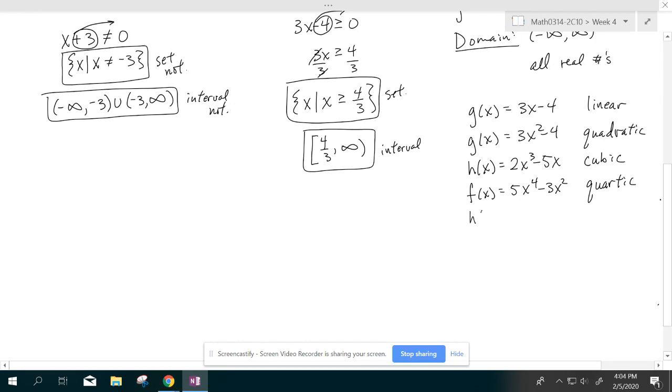Okay, how about the next one? Let's go back to h of x equals x to the 5th minus 7x. Now the biggest exponent is 5. What do we call that? I hope I spelled it right. Quintic? Somebody Google that real quick. Quintic.